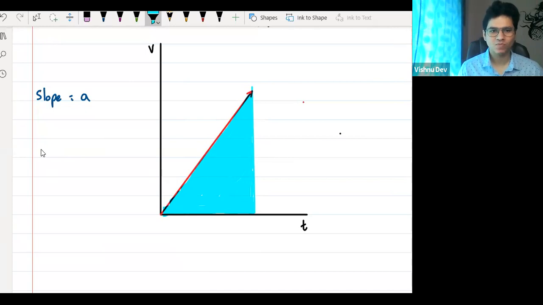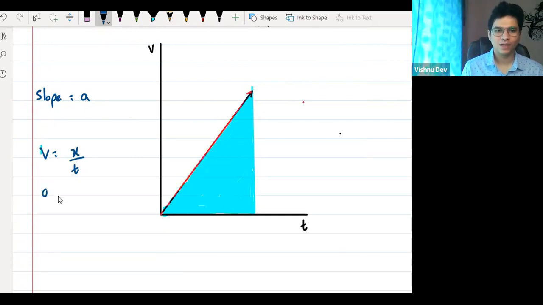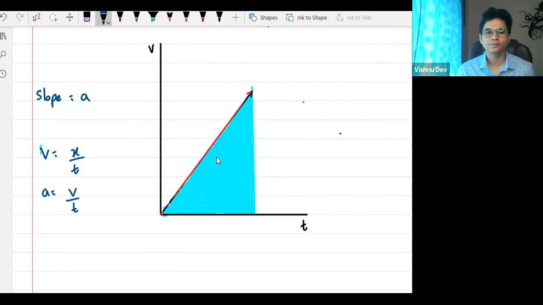So I can say this, right? Now, sir, velocity is equal to change in displacement by time taken. And acceleration is change in velocity by time taken. Yes or no? Right? Okay.